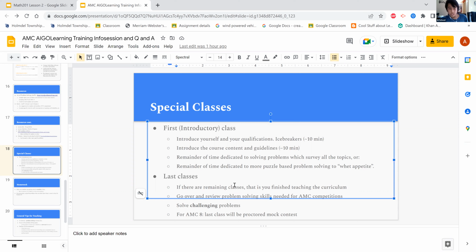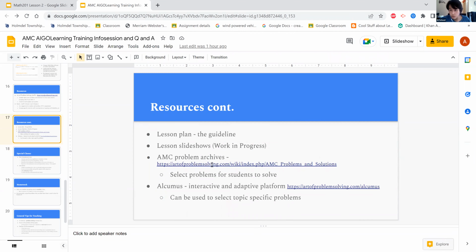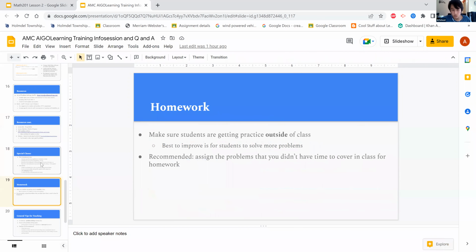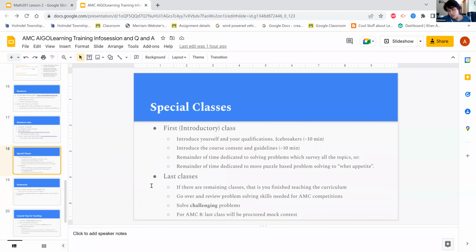And for AMC 8, for the last class, it is recommended that you give them a mock contest for the AMC 8, which obviously you can pull from this resource over here. It takes 40 minutes to do the AMC 8, and the class is an hour, so you'll have time. So for example, 40 minutes, and then you take a look and grade them and see, all right, how well did this student do? Where did the student struggle? And all of that.